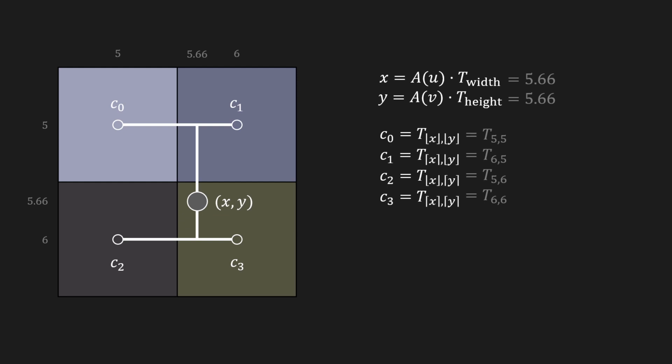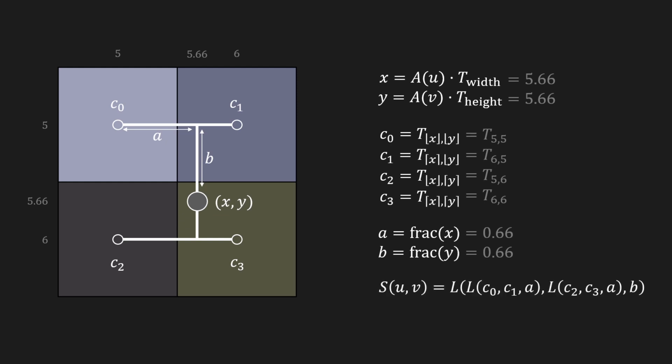The next thing we need are two values to linearly interpolate between these four texels. We'll call these values A and B. We calculate A and B by taking the fractional part of x and y. And in this case, the result of that fractional part of x and y happens to be equal to 0.66 for both A and B. Given all these values, we can finally write the function for our sampler.